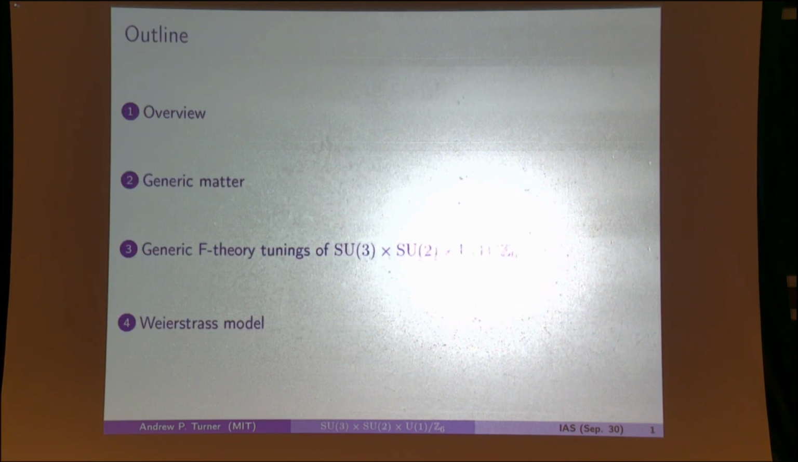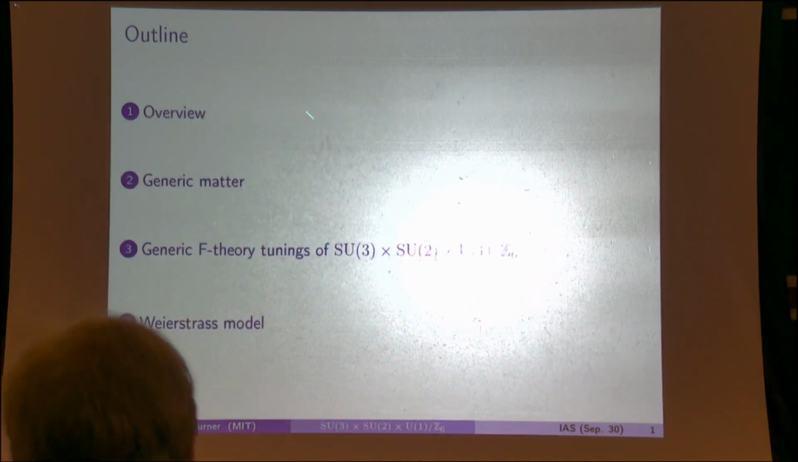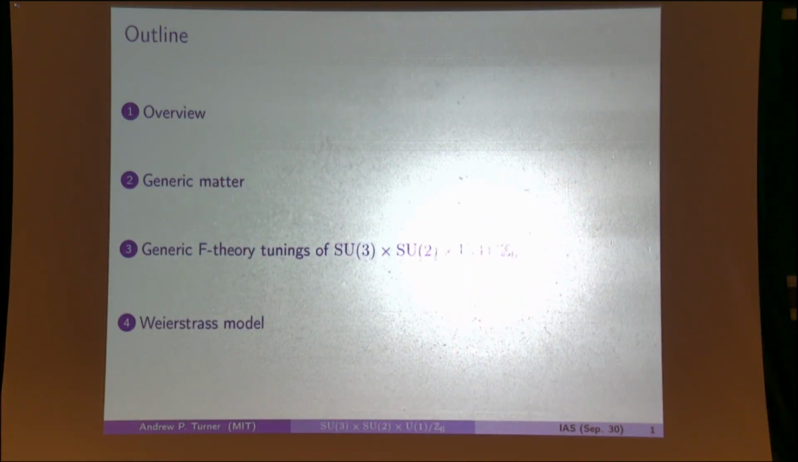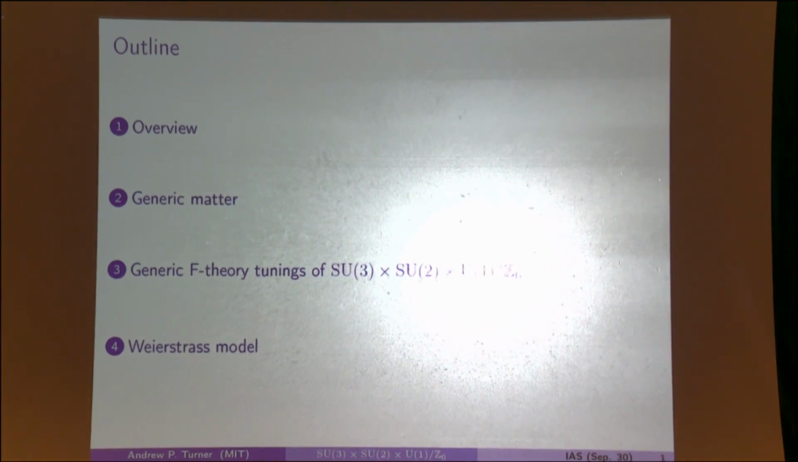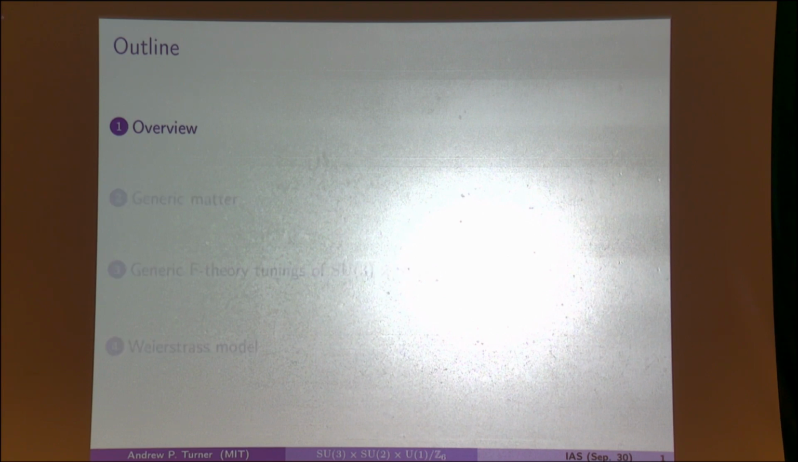So I'm going to start off with an overview of everything we need to know about F-theory to go through this talk. And then I'm going to introduce the concept of generic matter, first in 6D and then in 4D via F-theory. And then using that classification of generic matter, I'm going to talk about F-theory tunings of this gauge group with generic matter. And then finally identify a Weierstrass model that captures all of these tunings. OK, so let's start with the overview.